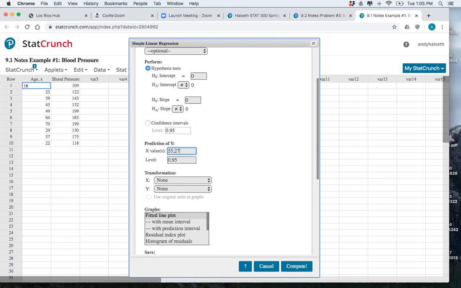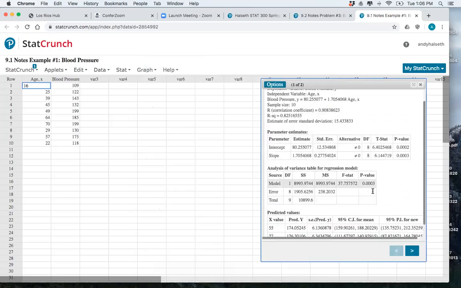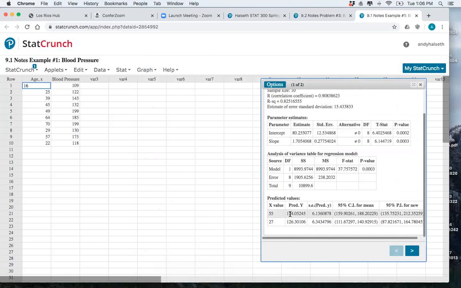I'm not putting in the 85 because there's no meaningful prediction. StatCrunch will predict it, and you don't want to do that. You just have to know not to do it. But I could do the 55 and the 27, and then I get my predictions there. Those will even be more accurate because you have no rounding involved in your equation. Okay, so there's another option.